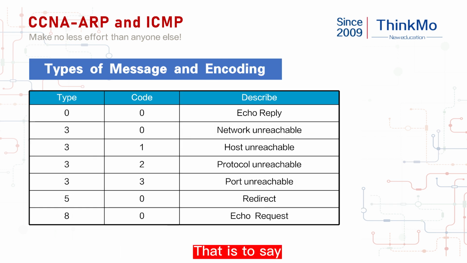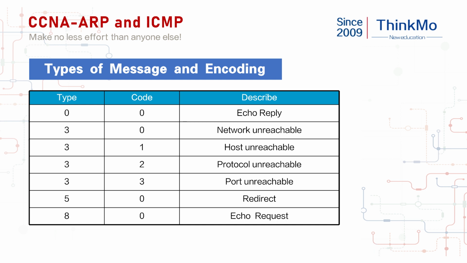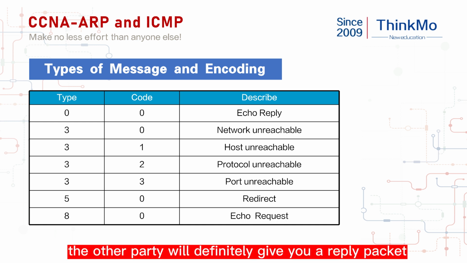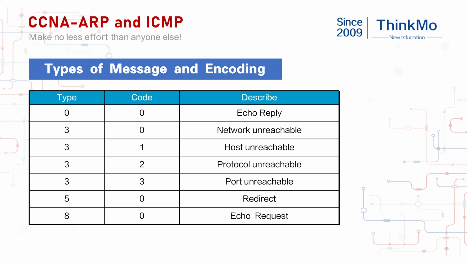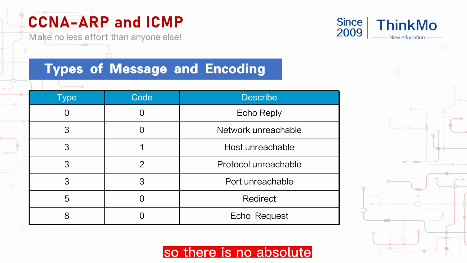That is to say, whether the request timed out or was unreachable, it's not that just because you have a network failure, the other party will definitely give you a reply packet. It depends on the other party. Is the service of replying data packets to you enabled? So there is no absolute. In many scenarios, for safety, it may not reply. If this feature is enabled, it can reply.